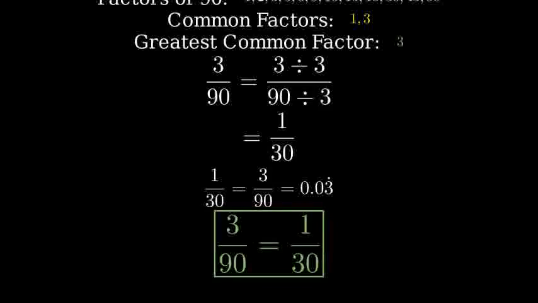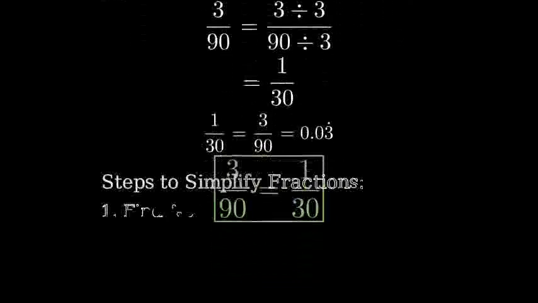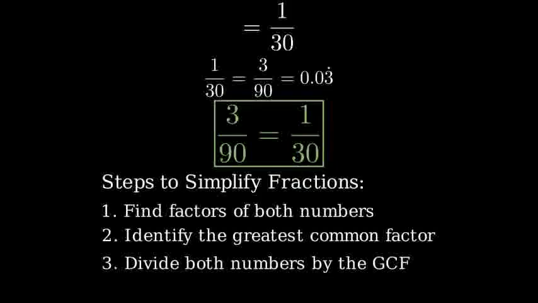Remember, when simplifying fractions, always: 1. Find the factors of both numbers. 2. Identify the greatest common factor. 3. Divide both the numerator and denominator by the greatest common factor.